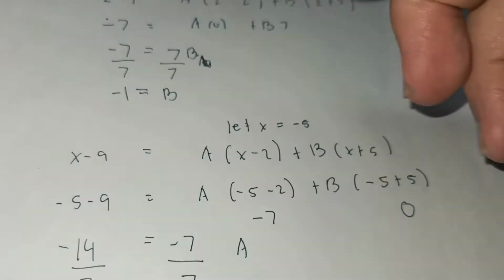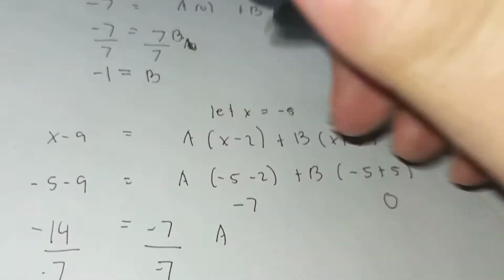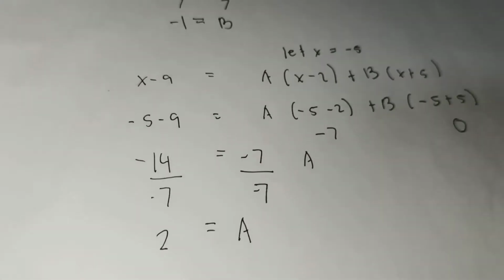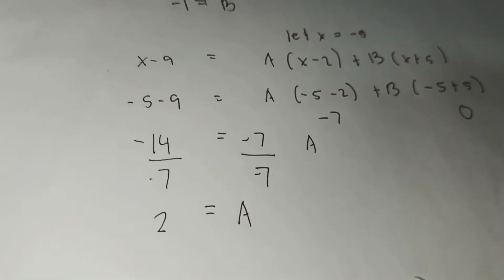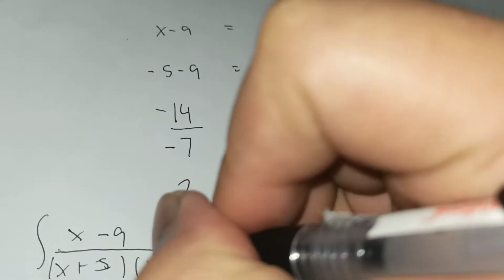So now just take our B is negative 1 and then our A is 2. Now what you're going to do is just copy the original problem, which is the integral of x minus 9 over x plus 5 times x minus 2.